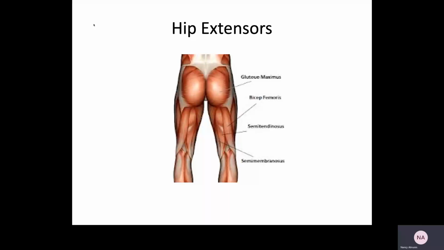The hip extensors will have the opposite action of the hip flexors, of course. They will include gluteus maximus. They will also include the hamstrings. And the three muscles of the hamstrings that you need to know are biceps femoris, semitendinosus, and semimembranosus. Biceps femoris is going to insert laterally on the tibia, and semitendinosus and semimembranosus will insert medially.